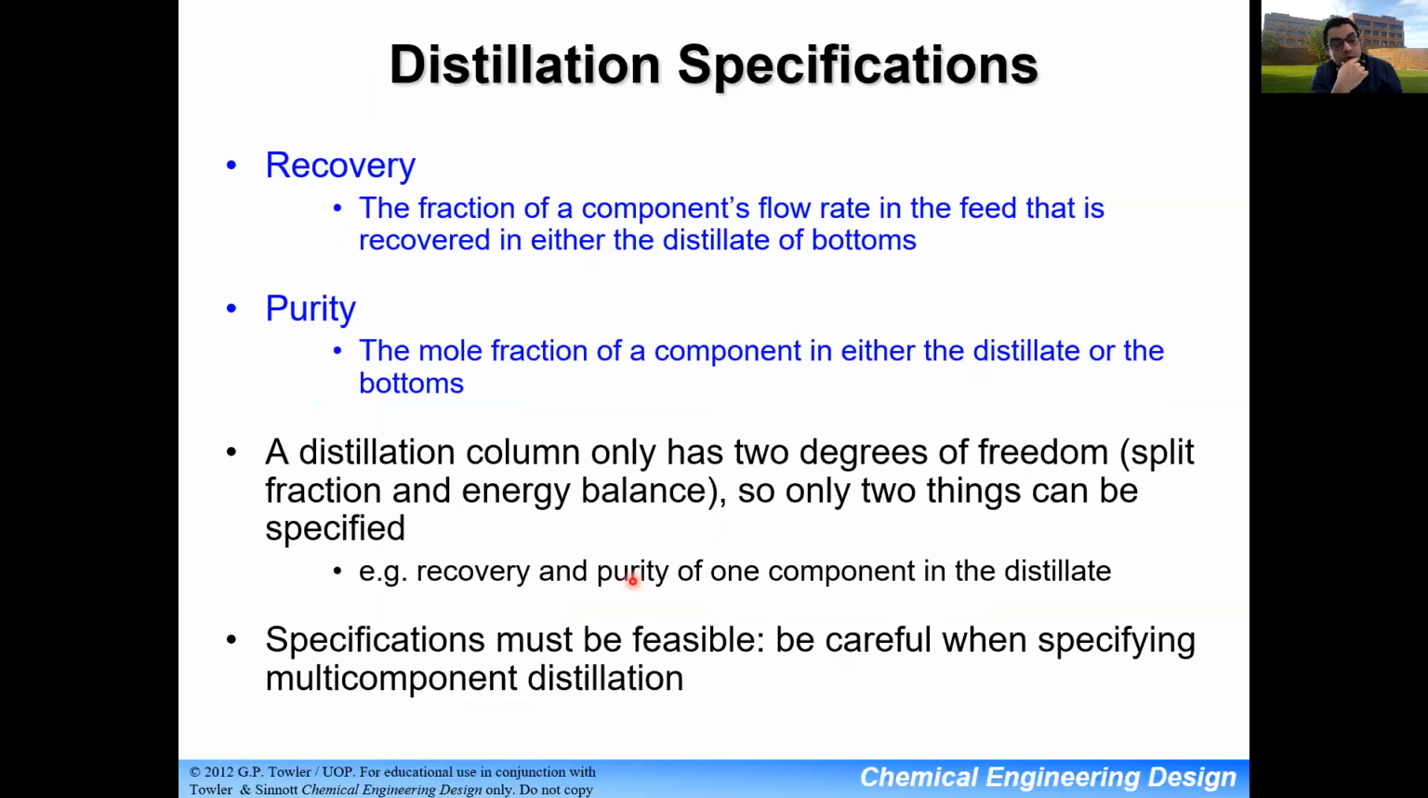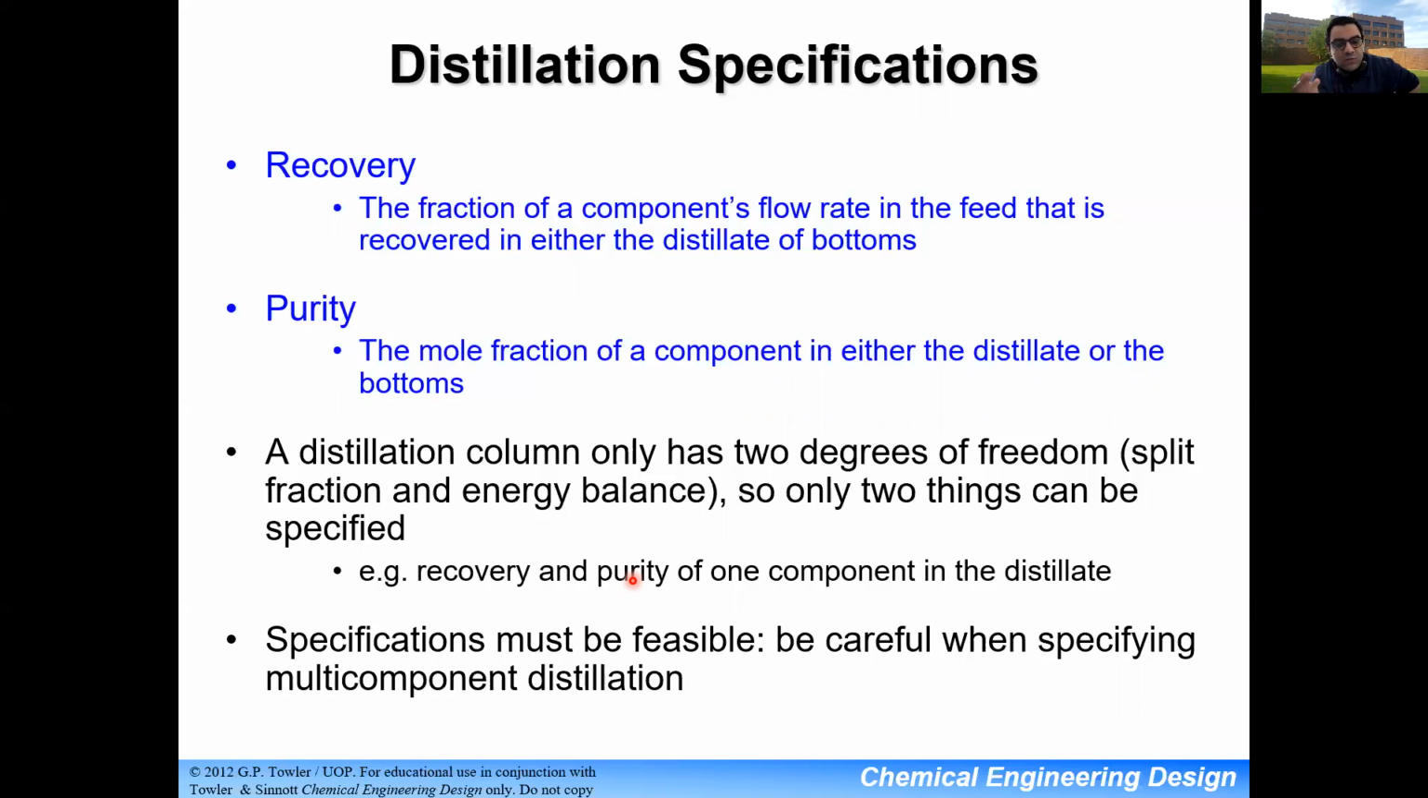The first one is recovery. So the definition of recovery is the fraction of a component's flow rate in the feed that's recovered in either the distillate or the bottoms, right? So if I have the feed, it has component A and component B, and 90% of A leaves in the distillate, I say the recovery of A in the distillate is 90%. And if 75% of B is recovered at the bottoms, I say the recovery of B is 75%.